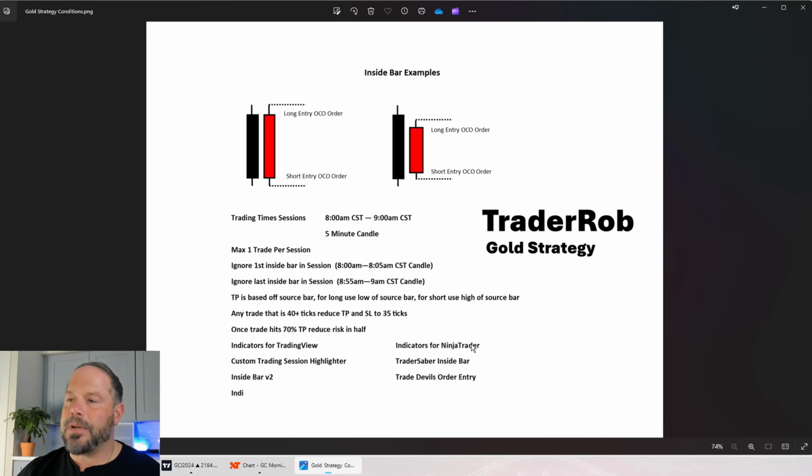In NinjaTrader, all you really need is TradeSaber's free inside bar indicator. All you got to do is search up TradeSaber on YouTube, and he's got a Discord. He provides a bunch of information, a bunch of indicators, a lot of resources for free. He's fantastic at that. I will show you what I use, which is the Trade Devils order entry. That's what gets me in and out of these trades very, very quickly. You don't have to have it, but I'll show you how I use it, or again, how you can do them manually.